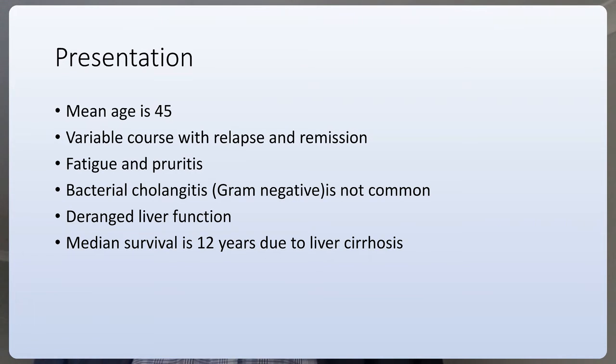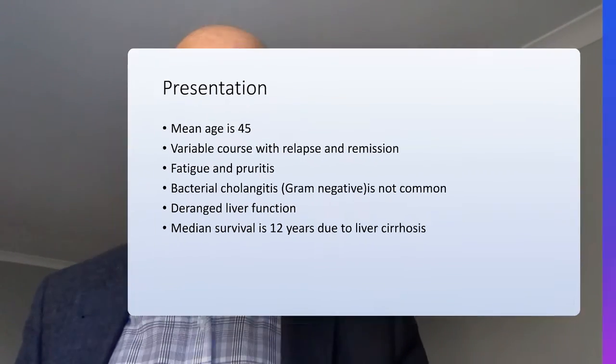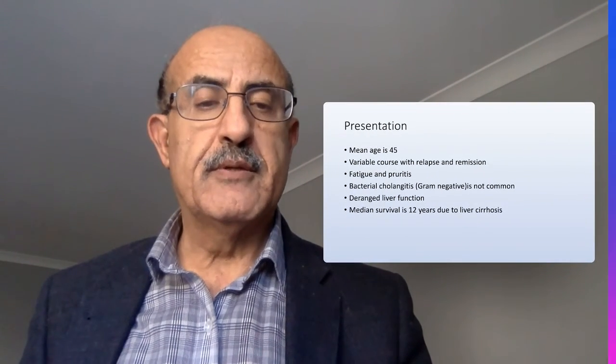Now, unfortunately, the longevity and life expectancy in these patients is severely affected, and the median survival from the time of the diagnosis is about 12 years, somewhere between 12 and 15 years, because they do advance to liver cirrhosis and then they decompensate and die, or they develop cholangiocarcinoma and they could die from that as well.